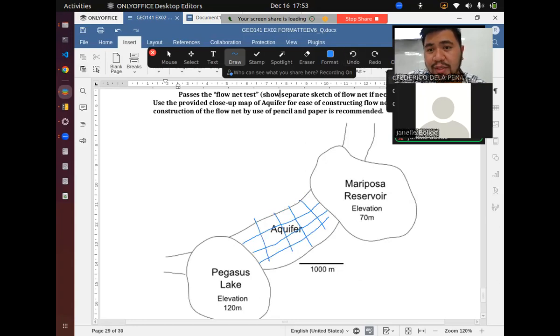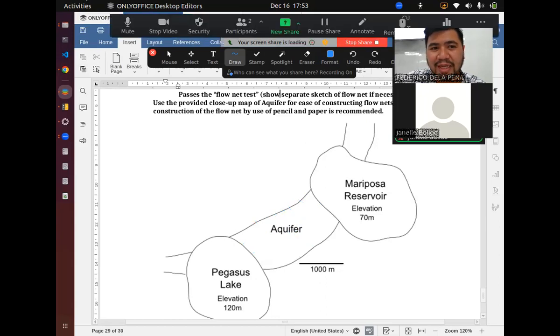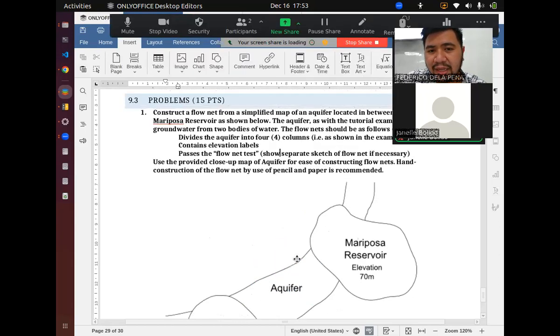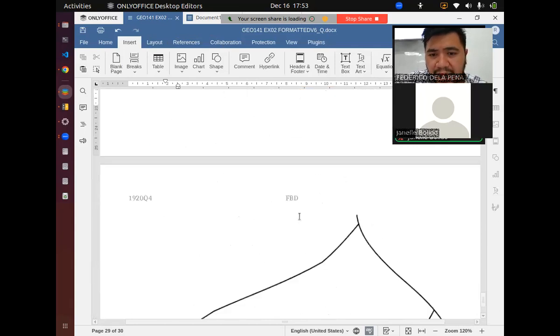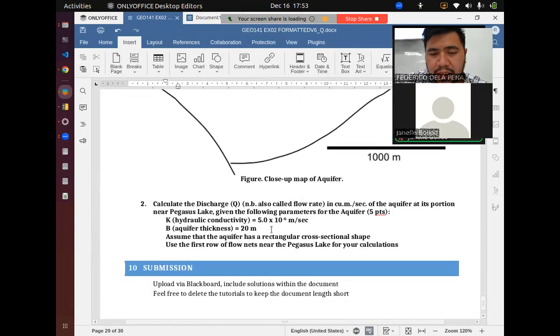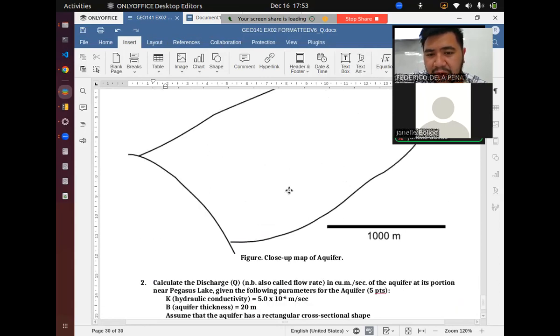Pero you have to follow the rules, no? Hindi pwedeng bara-bara yung flow net. Just draw a flow net here, and then from there, you have to basically obtain the discharge, no, flowing through this aquifer.